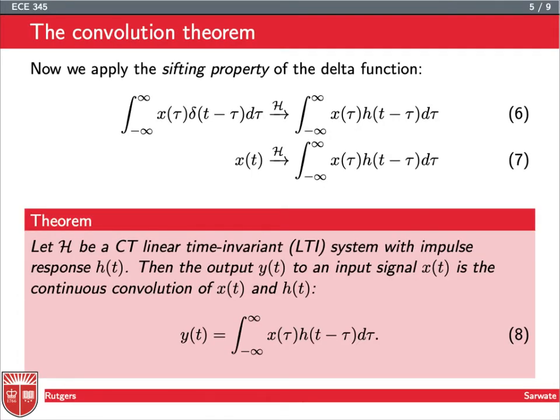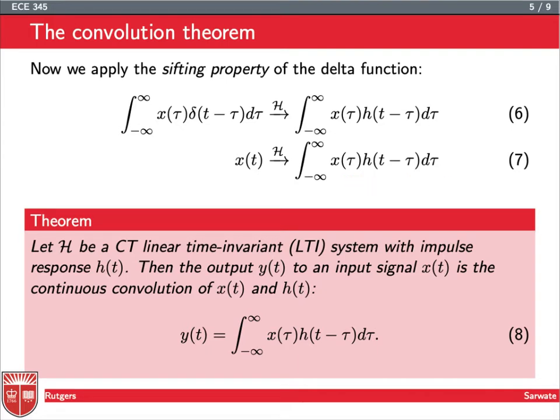Now we have our identity from the previous slide, and now we just use the sifting property. If I integrate x of tau delta of t minus tau, I just pick up the value of x of tau at wherever the stuff in the middle of the delta is zero. Where's the delta located? On the tau axis it's located at t. So this whole integral here just becomes x of t. And this thing on the outside, we just leave the same. So this shows that when I put the signal x of t into the system and I apply the system to it, I get the CT convolution.